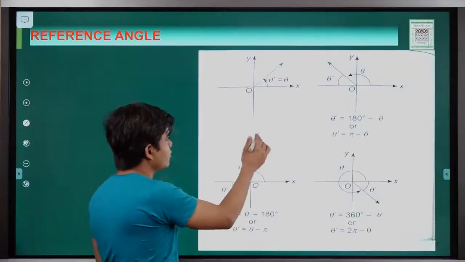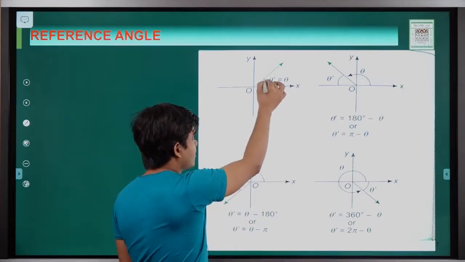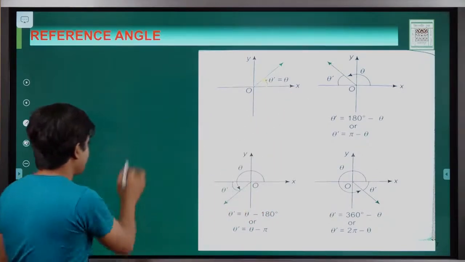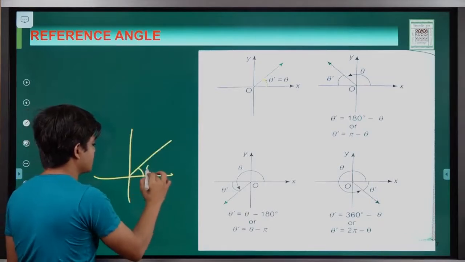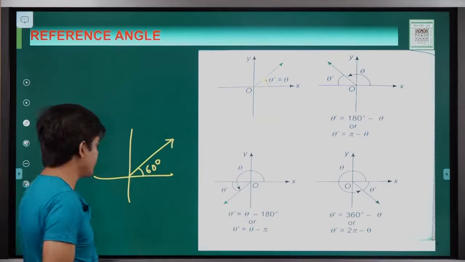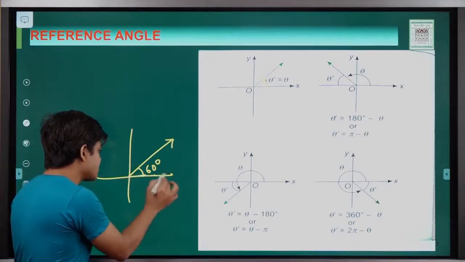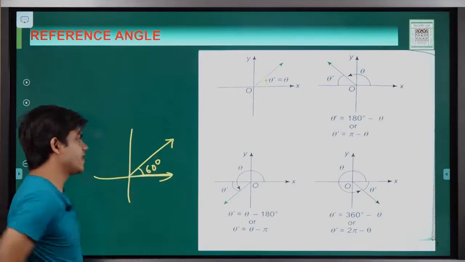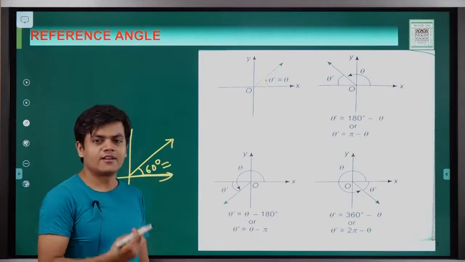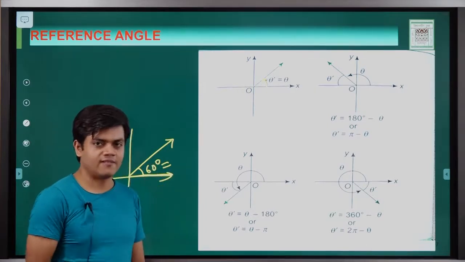Okay. Now here you can see the reference angle in the first quadrant. The angle is in its standard position, so theta equals theta dash. For example, in standard form the angle is 60 degree. And what about the reference angle? Reference angle means the acute angle between the x-axis and the terminal side. So certainly this 60 degree is again its reference angle. This angle is the reference angle itself.